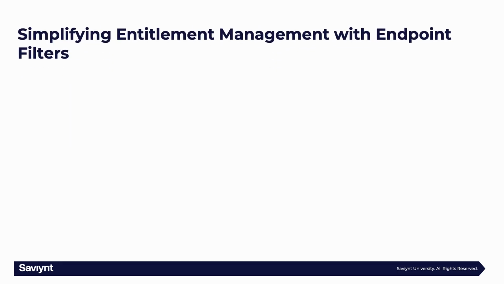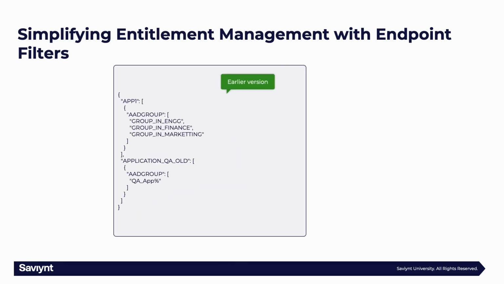So, earlier, the way we managed entitlements within a single endpoint, like Azure Active Directory, was mostly manual. Let's say we have multiple entitlements like group in engineering, group in finance, and group in marketing. While they're all technically Azure AD groups, they logically belong to different business units. Now, in a real enterprise scenario, there could be thousands of such entitlements. It's unrealistic to expect a single owner to manage them all.